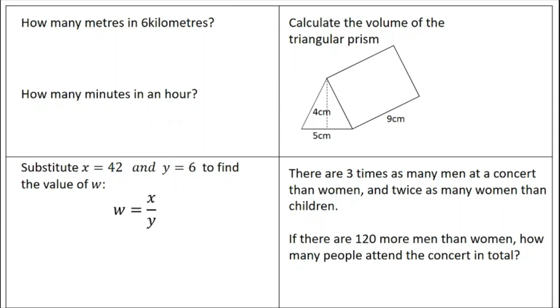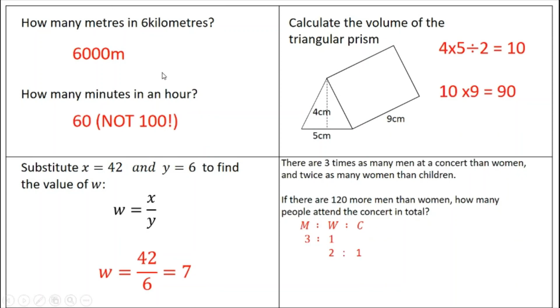Okay, answers for these. 6,000 meters, 60 minutes in an hour, not 100. Please remember that later on. The volume of a triangular prism, find the area of this front face. You do that by 4 times 5 dividing by 2 is 10. Times by this length, times by 9, 90. Centimeters cubed.